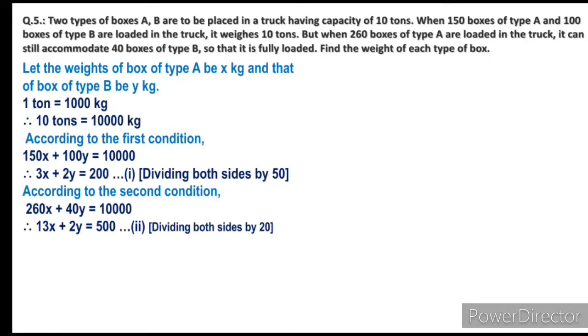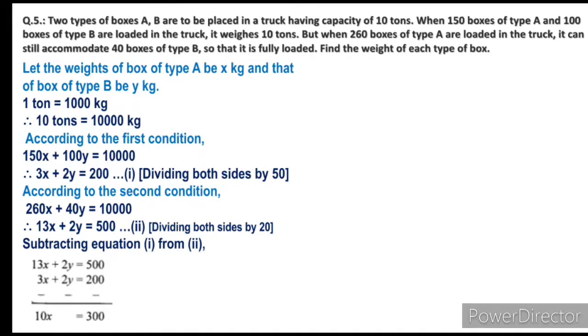So now you will see 2y and 2y is there in both the equations with the same sign. So how do we eliminate it? By subtracting. Subtracting equation 1 from 2, you will write the equation. Subtraction changes the sign. 13 minus 3 is 10. Plus minus minus, it will get cancelled. 300, therefore x is equal to 30, because 300 upon 10 is 30. So the weight of box A is 30 kg.